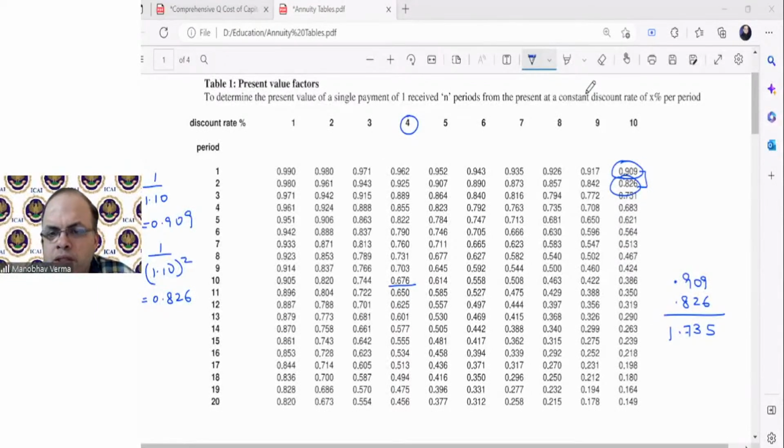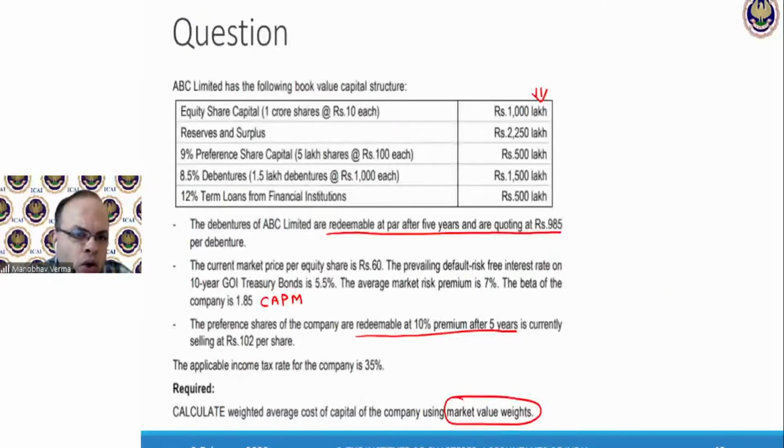Let's go back to our question and focus on the cost of debt, which is being given by many students as around 8 point something. Interesting. I think slightly varying. I think Vinay said 5.87. I hope you have taken care of the tax rate. Tax rate is 35%. So debentures, we're looking at 8.5%. Will it be after tax, of course?